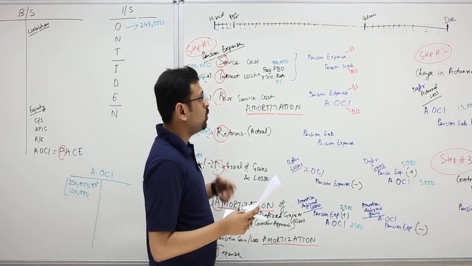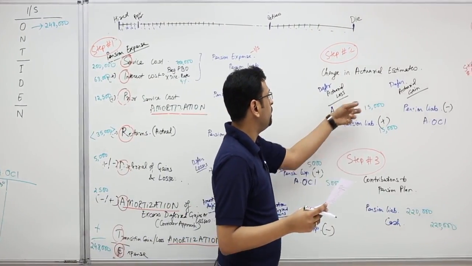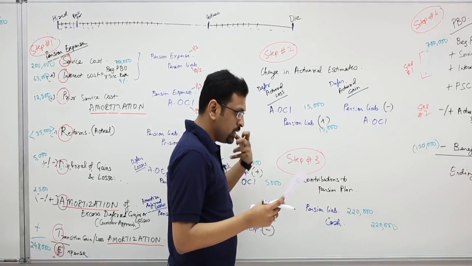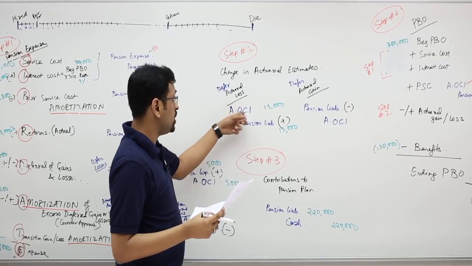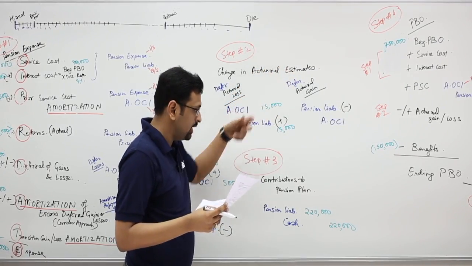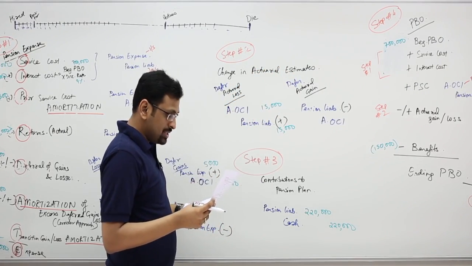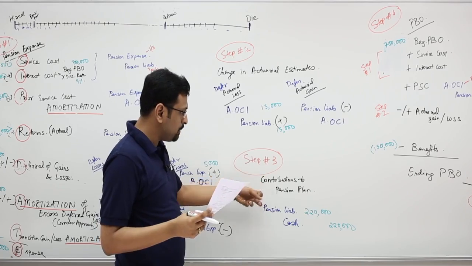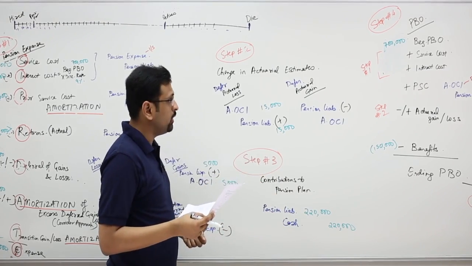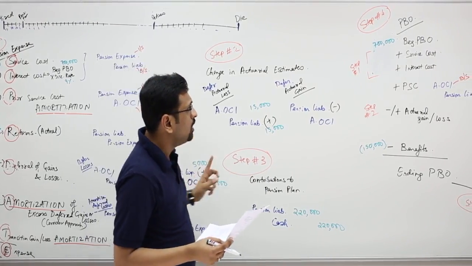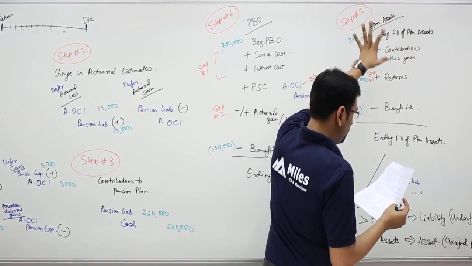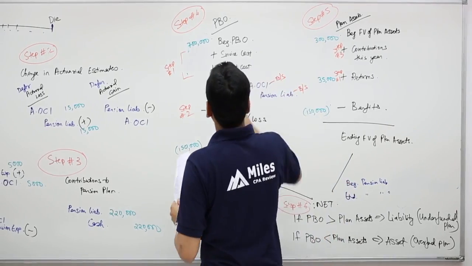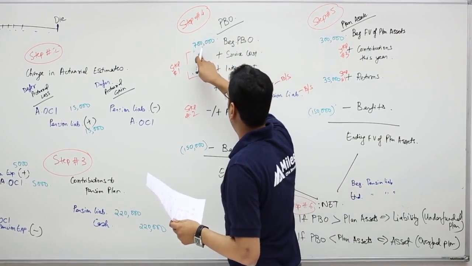Let's look at step 2. That's already done. We've fit in the numbers here. There was an actuarial loss of $15,000 deferred and this was due to change in actuarial estimates, actuarial assumptions. Now, $220,000. Let's fill in the blanks for our PBO and plan asset calculations. Now, beginning PBO, that's $700,000.